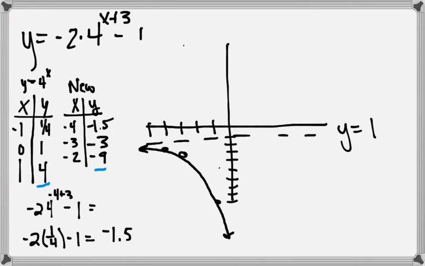What does the -1 do? The -1, remember, it applies to the y. In an exponential, anything that happens in the exponent is going to affect the x. Anything that happens outside the exponent is going to change the y.